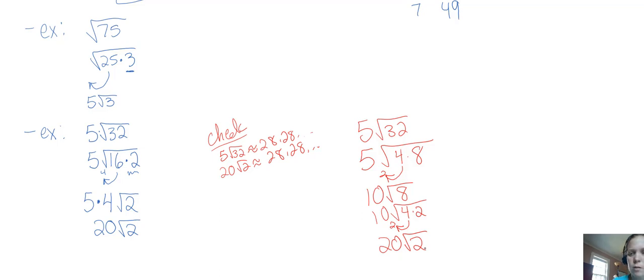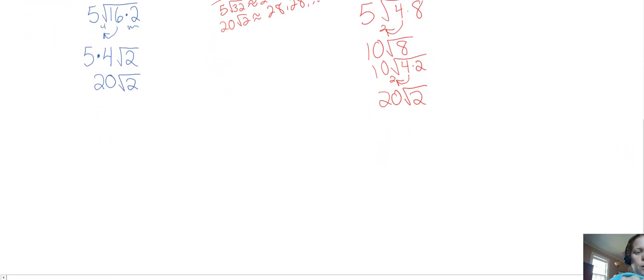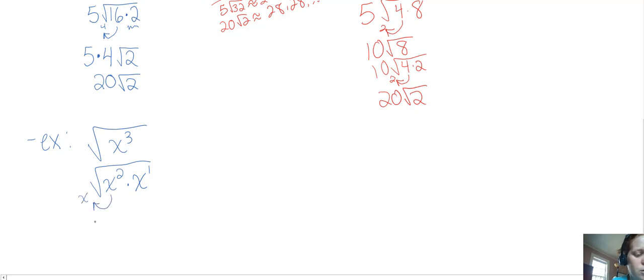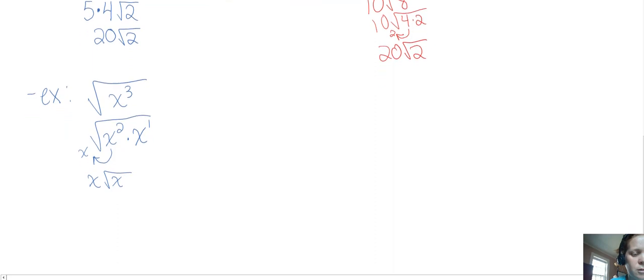Okay, how about some with x's now? How about square root of x cubed? Okay, so with x's, only if I have an even exponent is this going to simplify. So I would break this down to x squared times x to the 1, because x cubed is the same as x squared times x to the 1. Square root of x squared is x, so that comes out, but I have to leave this other square root of x on the inside. So x square root x.